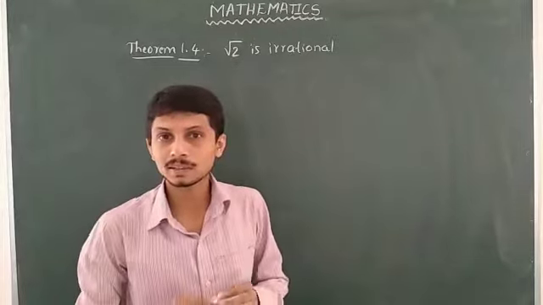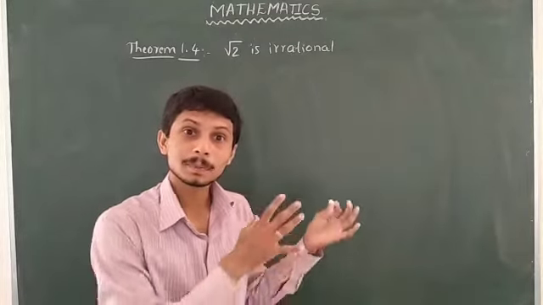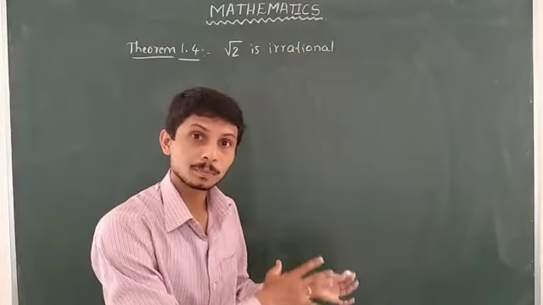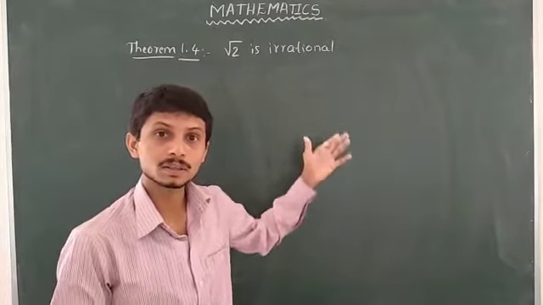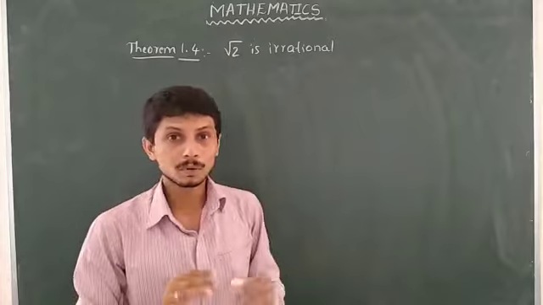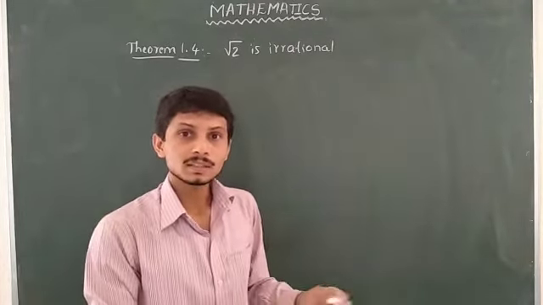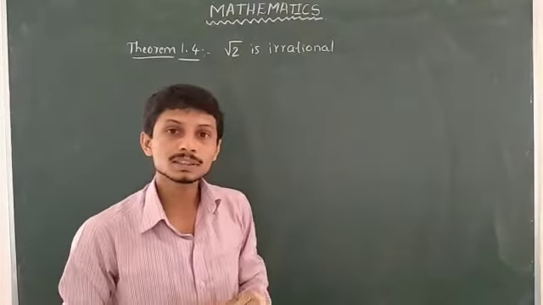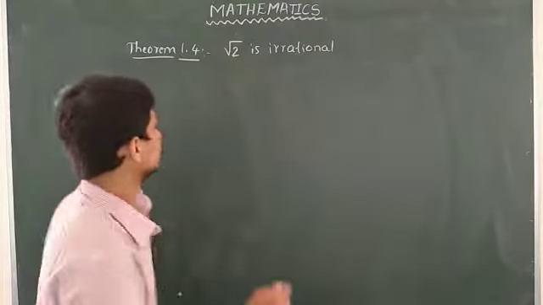It's a right statement, but we have to prove this statement using a previously proven statement. That means it's a lemma, a proven statement used to prove this statement. So Theorem 1.3 can be used to prove Theorem 1.4, for proving that root 2 is irrational. So let us move to the proof.